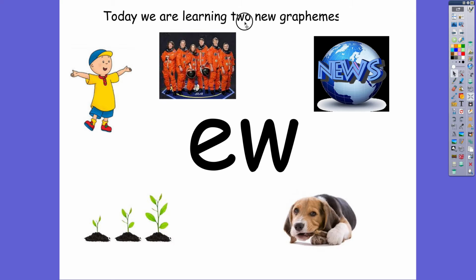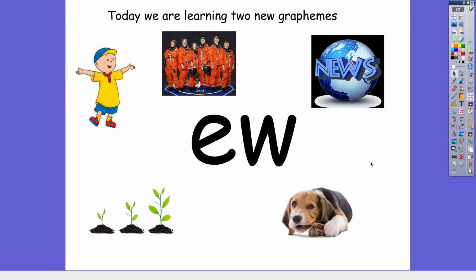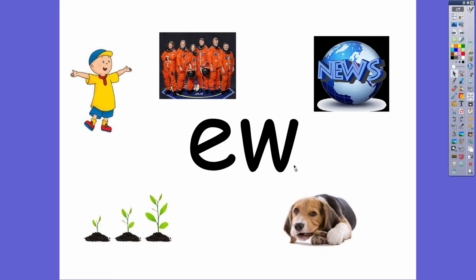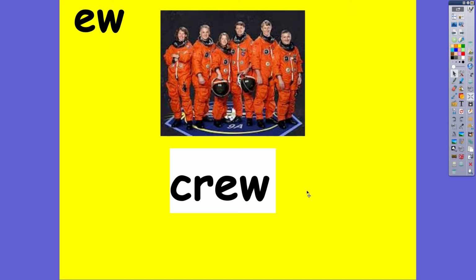So today we're looking at one grapheme, and the grapheme is ew. We've got a digraph, two letters, one sound: the letter E, the letter W. Together it makes the sound oo. We've got n-ew, nephew; c-r-ew, crew; breaking news; the plant g-r-ew, grew; the dog liked to ch-ew its bone. Let's sound them out together.